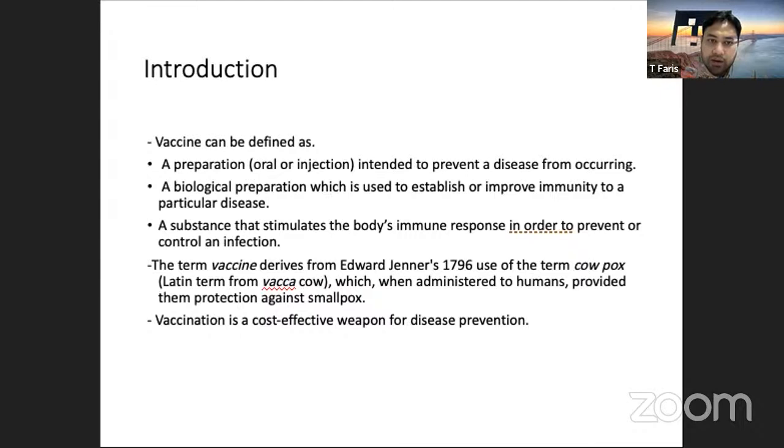invading or current disease that you are experiencing. It also can be defined as a substance that stimulates the body's immune response in order to prevent or control an infection. The term vaccine derived from Edward Jenner in 1796, who used cowpox, from the Latin vacca, cow, which when administered to humans provided protection against smallpox. And vaccination is a cost-effective weapon for disease prevention.